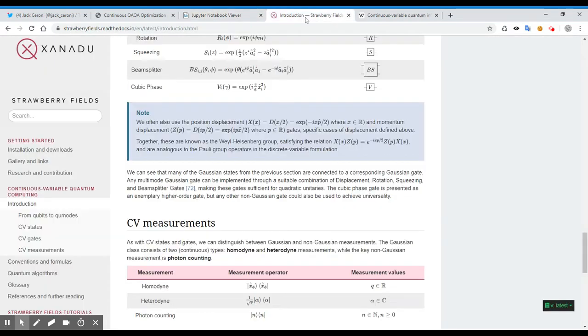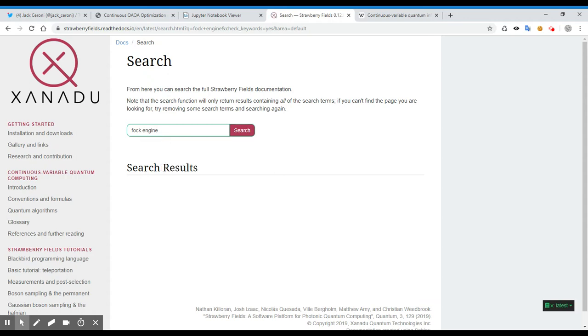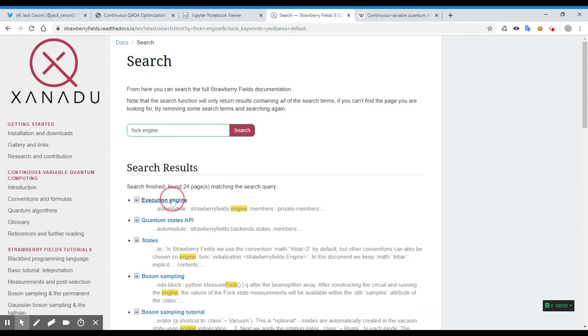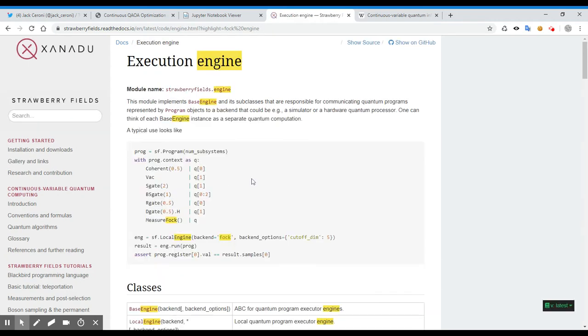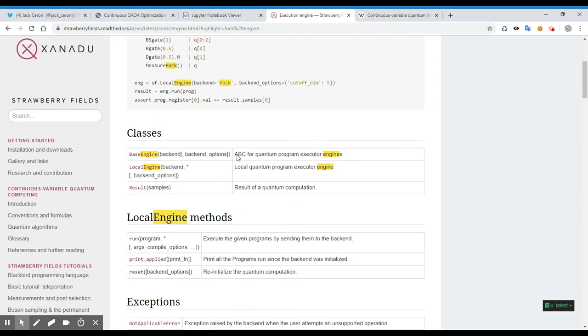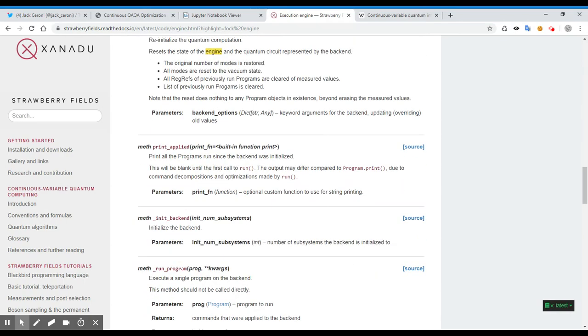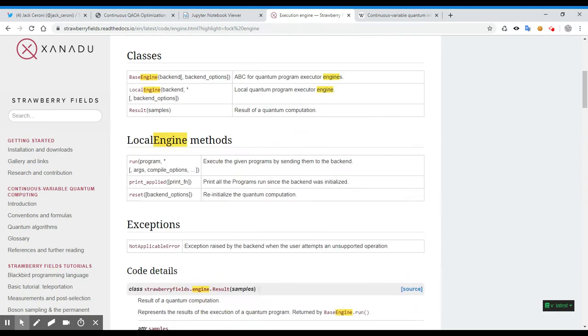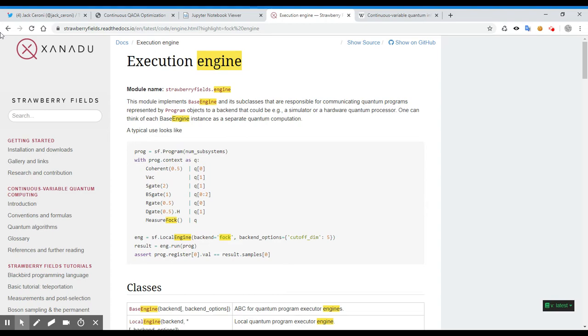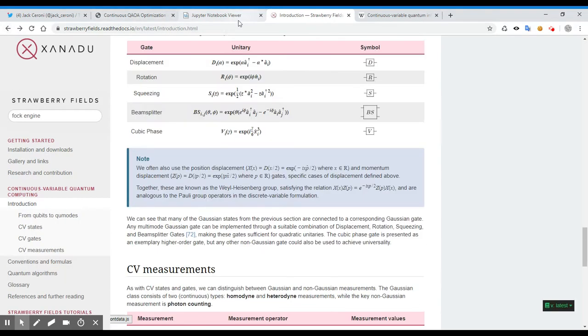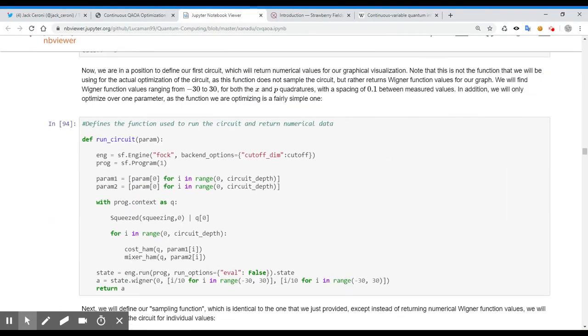Engine fog. So if I search for that, execution engine. This module implements the base engine. That's just the specification, I think. That's not what I'm interested in. Anyways, let me just go quickly through that. But that's the thing to note.